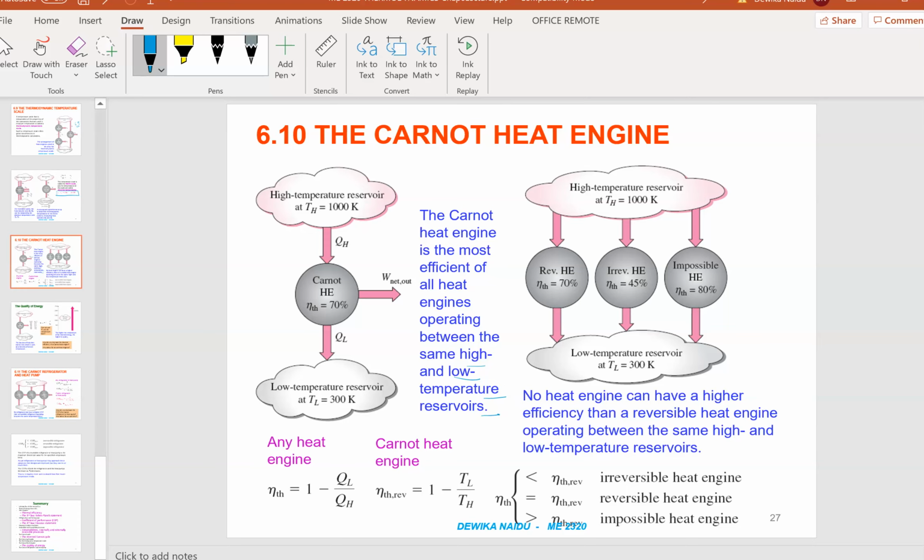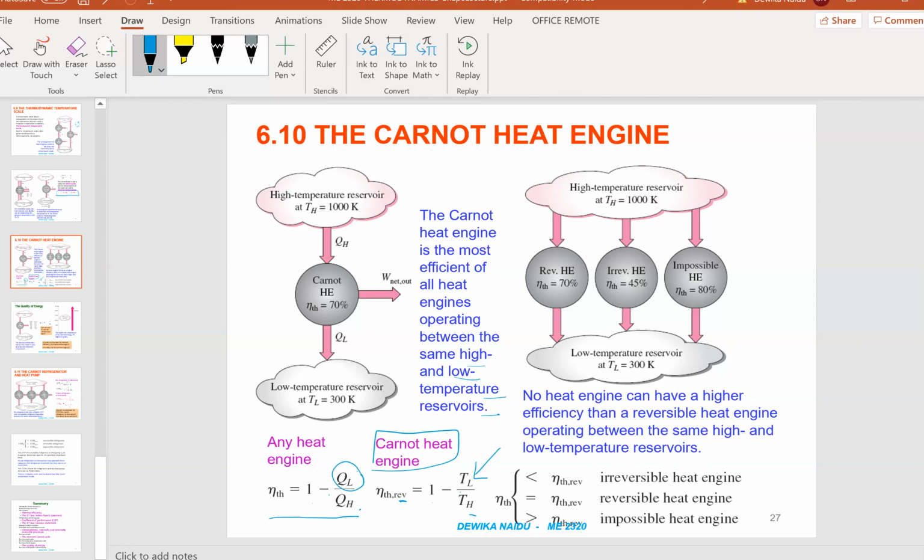From the previous lesson, we know that efficiency is 1 minus QL over QH. But for a Carnot heat engine, we don't use the heat Q, we use the temperature instead. So what is this REV? REV is reversible. So it is 1 minus TL over TH. Let's look at this example.